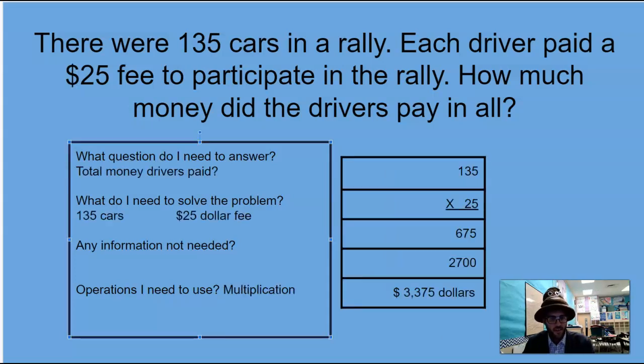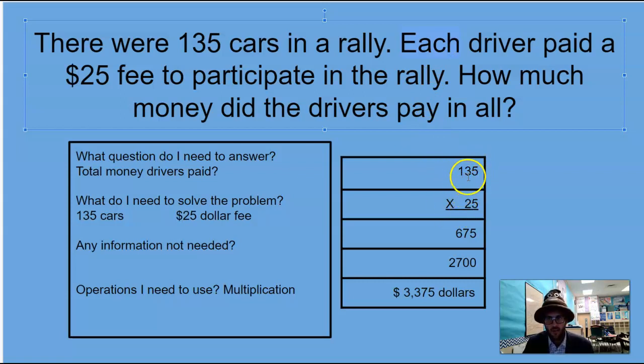Did you solve it? Well, if you got it correct, your answer should have been $3,375. So let's quickly go over it. We had to find our information where we needed 135 cars with a $25 fee. We're using multiplication for our operation, and I need to find the total number of drivers paid. So this total lets me know either addition or multiplication, but this trigger word each lets me know that it's probably going to be multiplication. So I multiply 135 times 25.